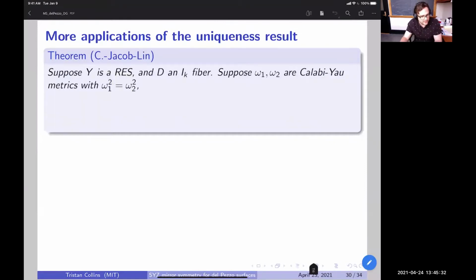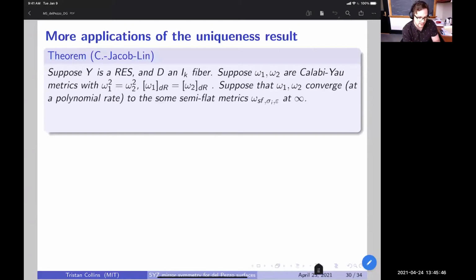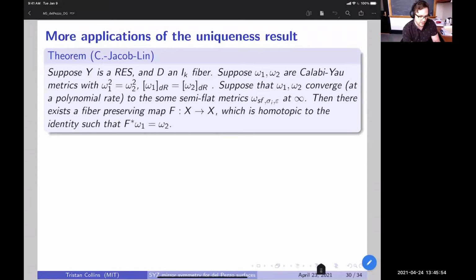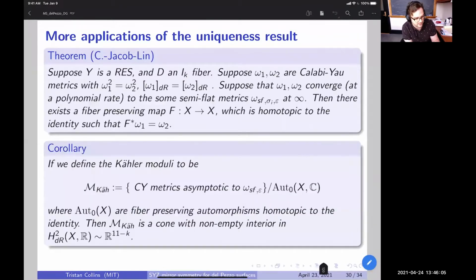Okay, so let me mention this uniqueness result. The uniqueness theorem says that if you have a rational elliptic surface with an IK fiber and two Calabi-Yau metrics solving the same modular pair equation, and in the same de Rham cohomology class, then provided you assume that they converge to some semi-flat metrics at infinity, you can prove that there exists a fiber-preserving map, which is homotopic to the identity, which pulls one back to the other. So this says, in a sense, that the Calabi-Yau metrics in a fixed de Rham class are unique modulo the connected component of the automorphism group.